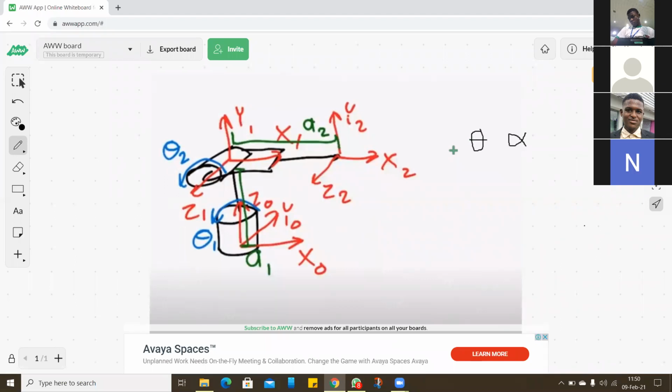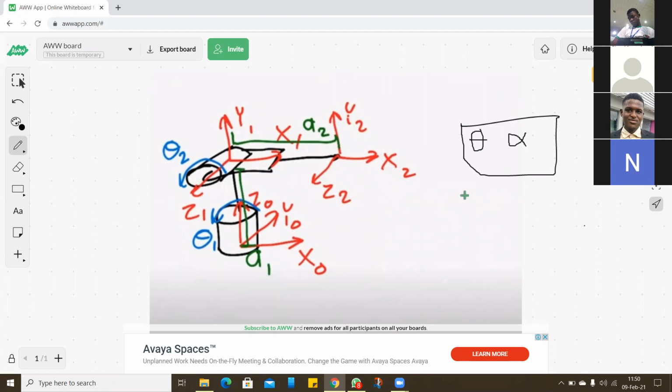So the angle of rotation, that's what theta is. Then you have your alpha. Alpha is your link twist. We'll be seeing the difference between alpha and theta when we start. Then also we have the displacement parameters. These two are the rotation parameters. You said theta is what? I said theta is the joint angle, while the alpha is the link twist.